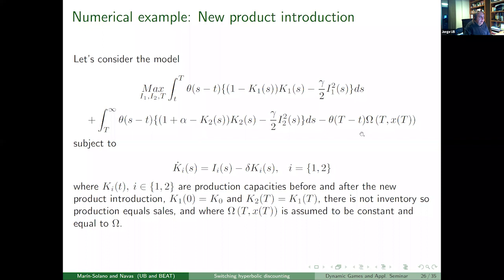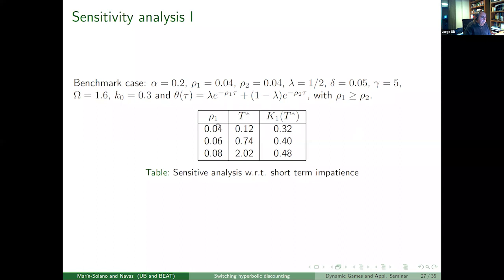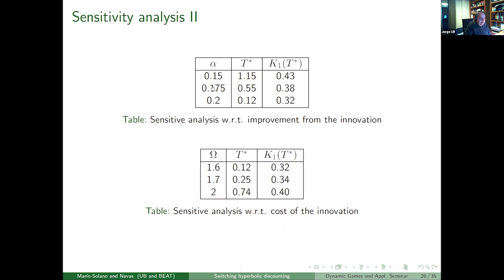So if we solve this problem, we obtain similar results to before. When we increase the short-term impatience, this is negative in terms of the introduction of innovation; we will delay the introduction of the new product. If we improve the innovation, here we consider a larger market size, and this is beneficial, so the new product will be introduced faster. And finally, if the cost of the innovation increases, which is represented right here, this will also be detrimental in terms of the introduction of the product.